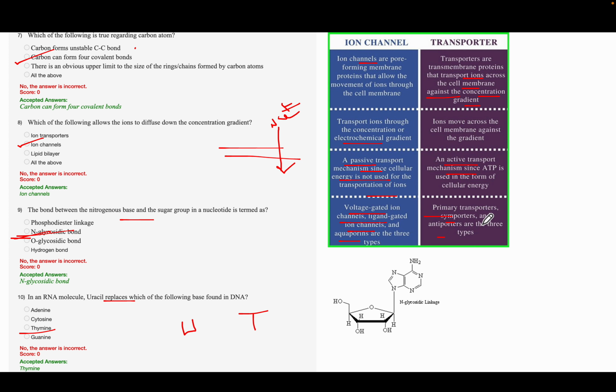So some examples of ion channels are voltage gated ion channels, ligand gated ion channels, and aquaporins, the three types. And for the transporter, primary transporters, importers, and antiporters are the three types. Then we discussed the N-glycosidic bond, which forms the bond between bases, purine or pyrimidine bases, and the sugar group in a nucleotide.